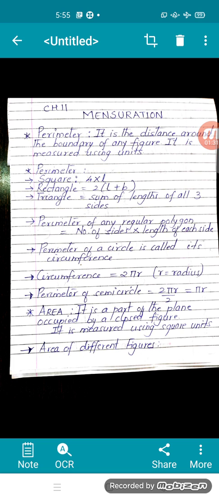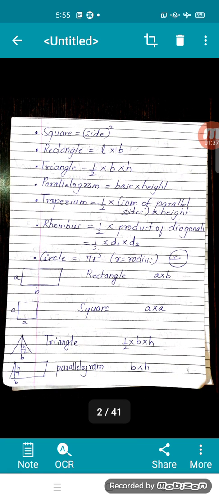Please note it down. Area of different figures. Square is equal to side square, side into side. Rectangle will be length into breadth. Triangle will be half into base into height, half into b, b is base, height is h. Parallelogram will be base into height, b into h.